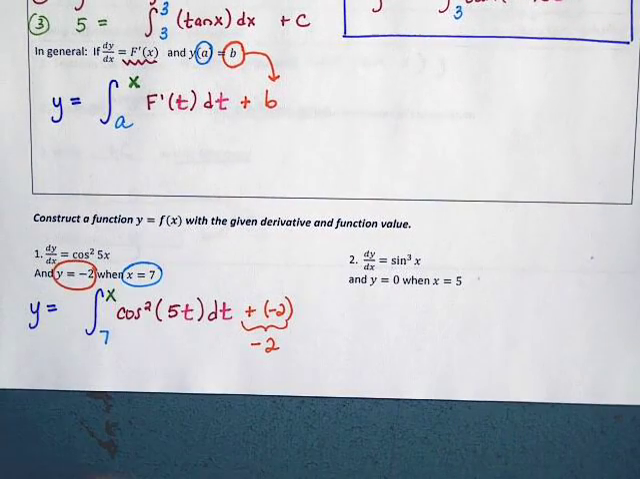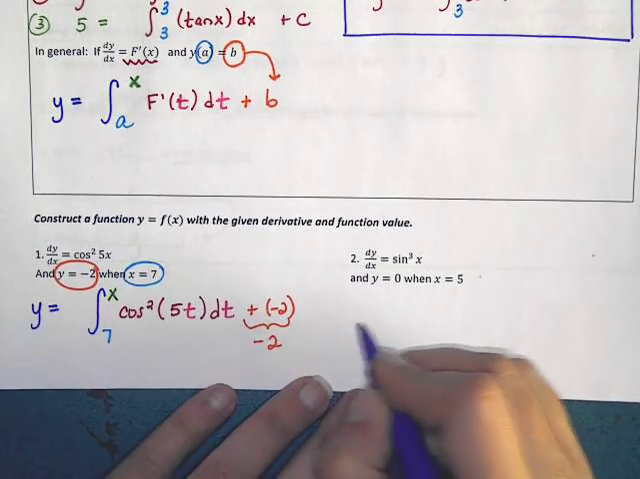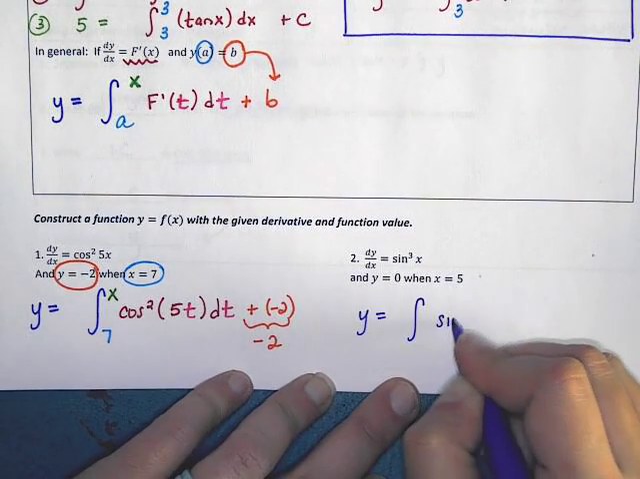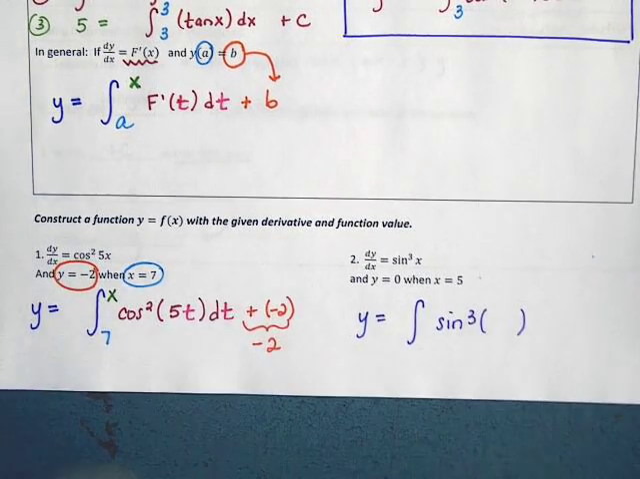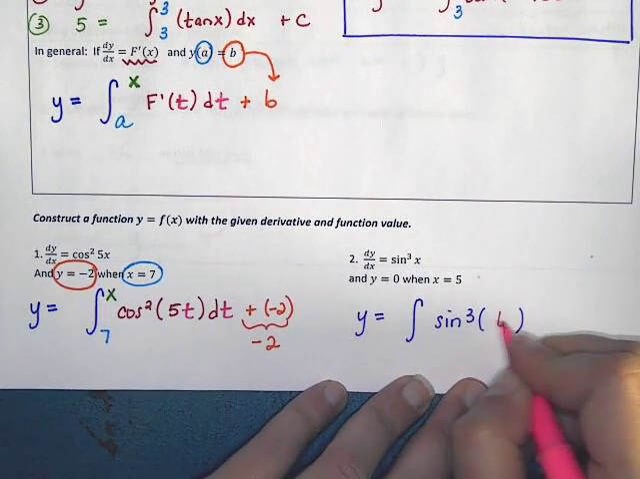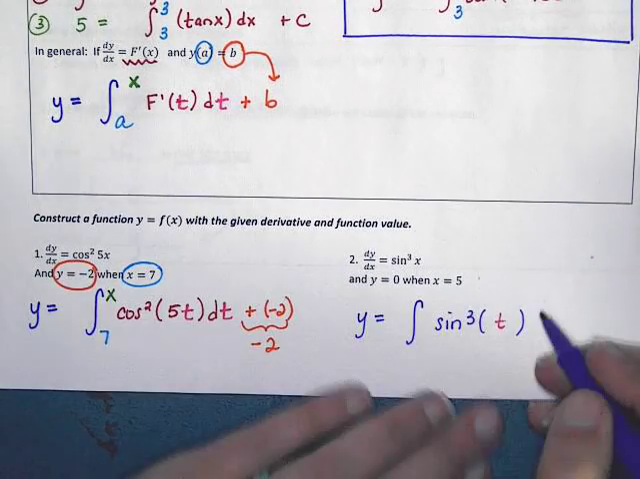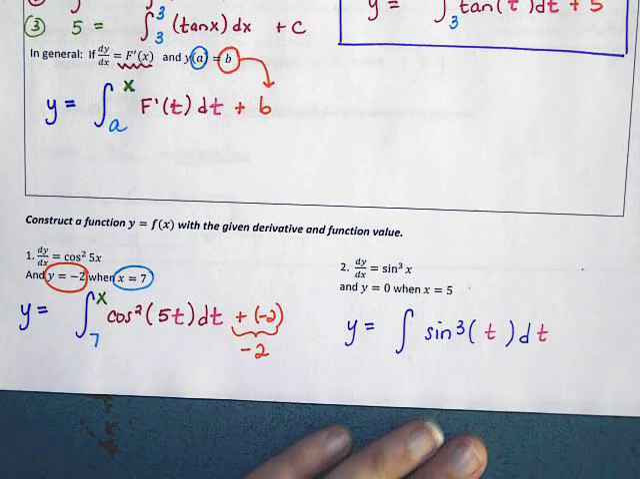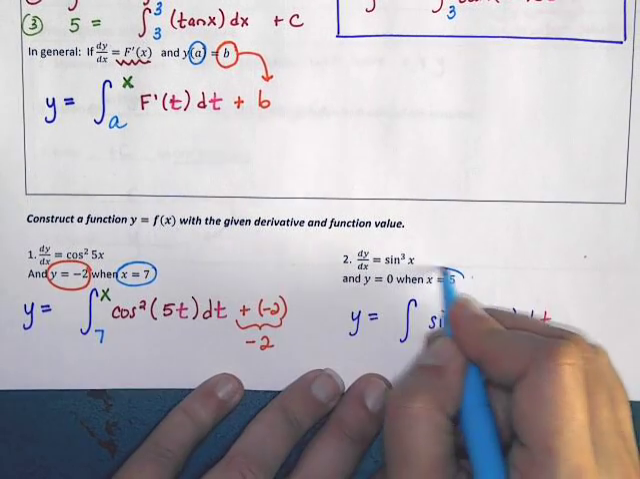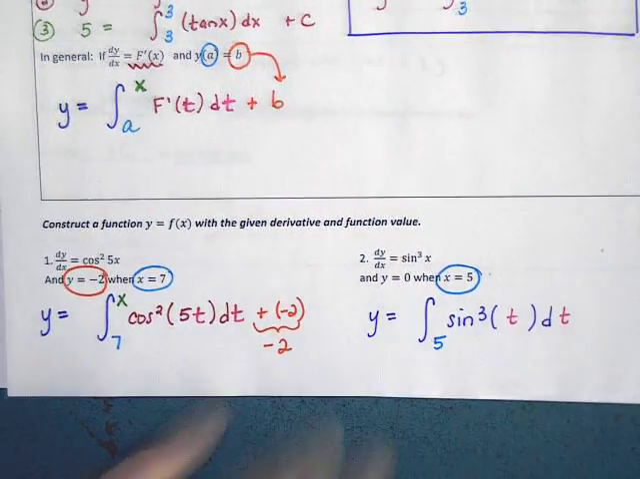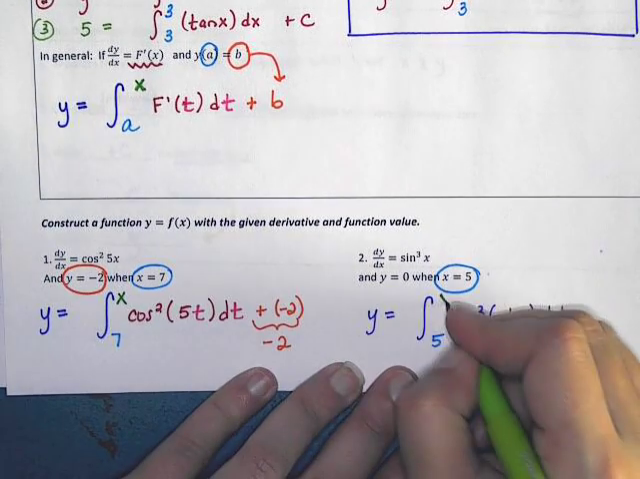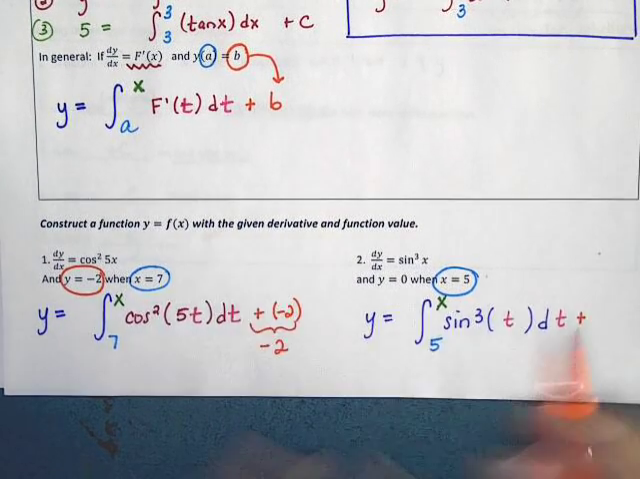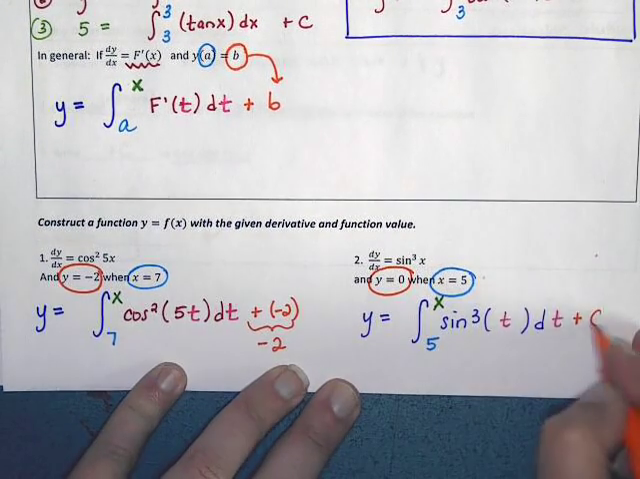Well, we don't know the antiderivative of sine cubed, so my function would be the integral of sine cubed, and I'm just going to change the variable to a t, dt. And then we're going to set up the bounds so it meets this initial value. So my lower bound is going to be my initial x. My upper bound is going to be the variable x. And then plus my initial y value, which in this problem is 0.